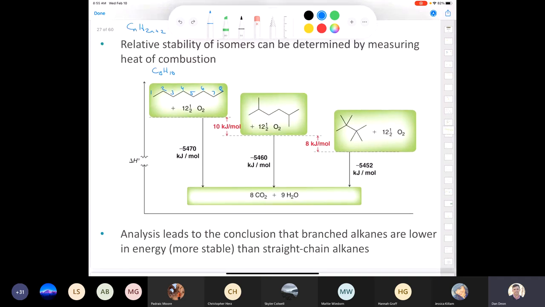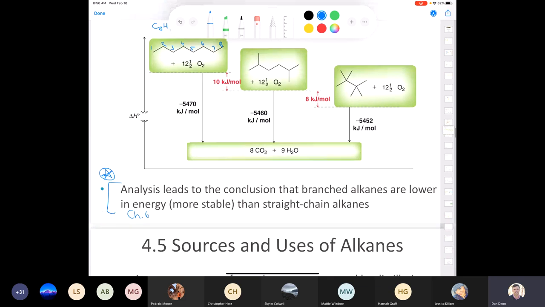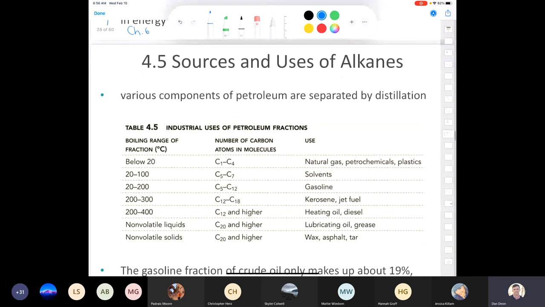All you need to know is this down here. This is what you need to know for your quiz and for the rest of the class: branched alkanes are going to be lower in energy and more stable than straight chain alkanes. And this concept is going to come back in chapter 6. The whole thing that I'm starring here might be worth maybe one question on your next quiz. It's definitely not going to be a whole section on it.